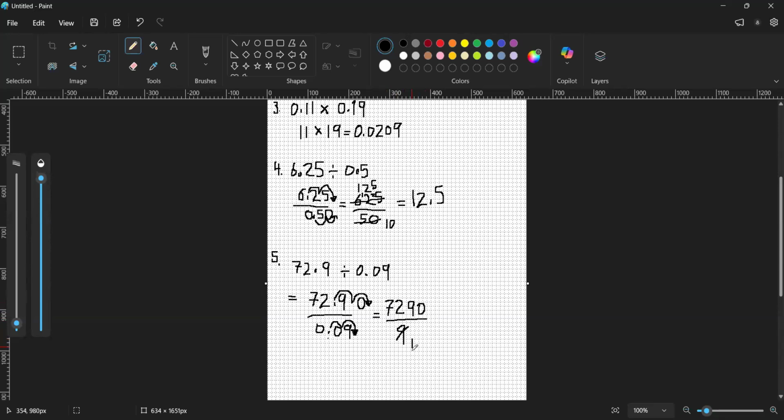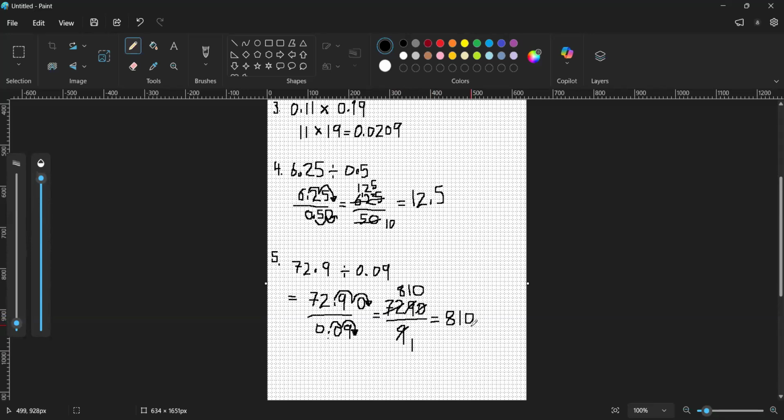Okay, so we're going to go like this. 9 in 9 goes in there one time. 9 in 72 goes in 8 times. 9 in 9 is one time, and of course 9 in 0, we'll just put 0 there. Now in this answer, take a look at this. It's a whole number: 810.